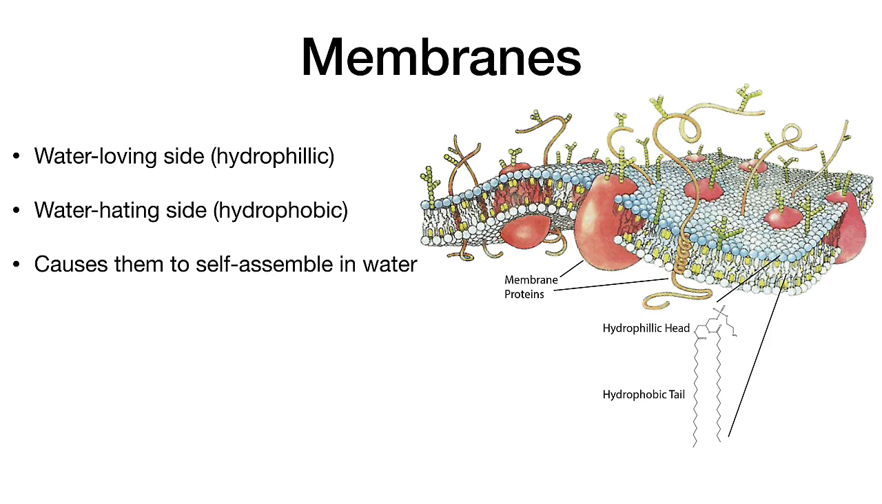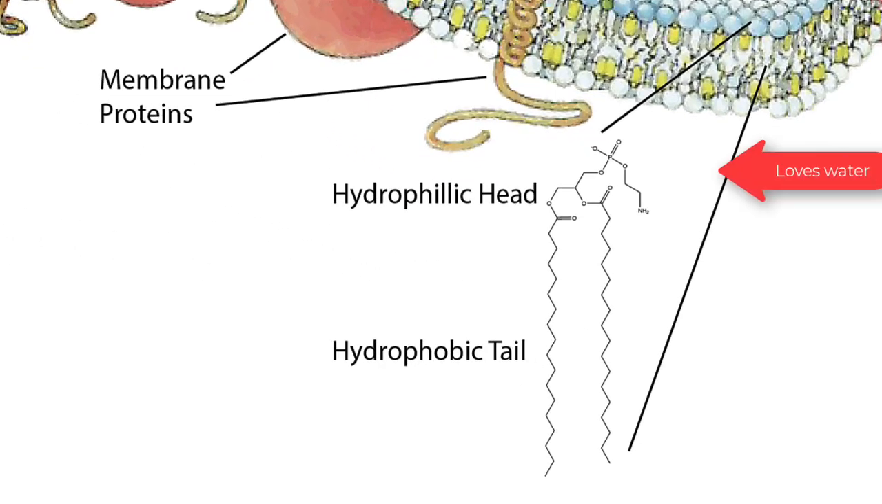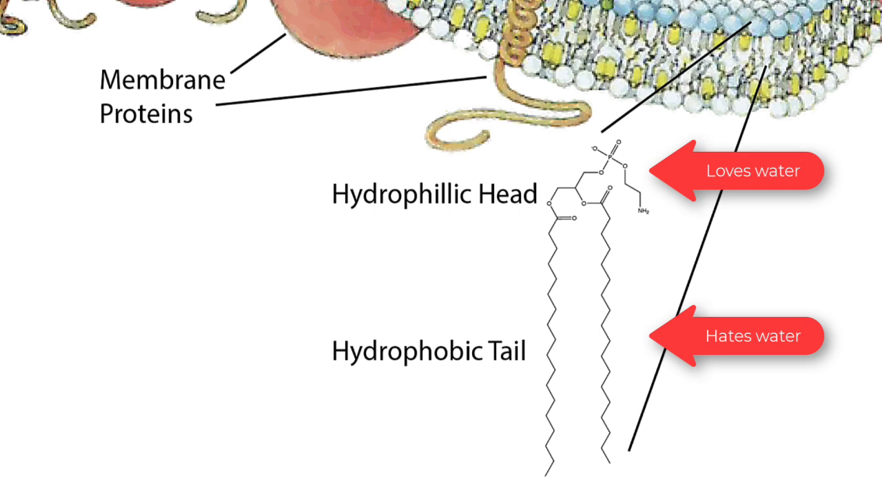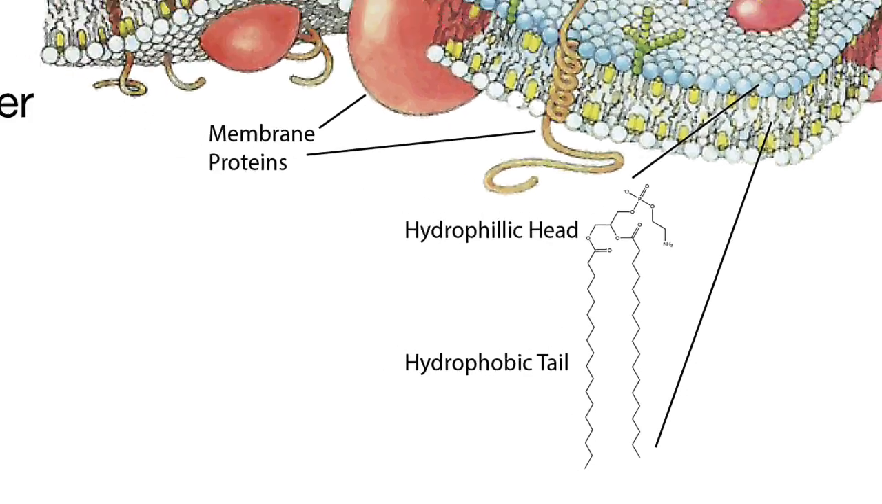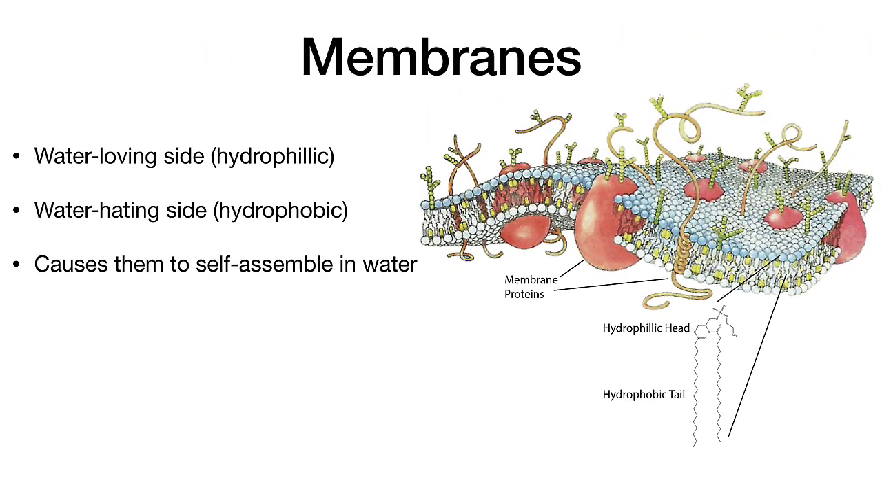Lipids have two sides to them: a water-loving head, called hydrophilic, and a water-hating tail, and this is called hydrophobic. As I explained earlier in the video, this is because of their polarity. One part of the glycerol has a polar or charged group on it, and the other part of the glycerol has two fatty acids on them that don't like water and are hydrophobic.